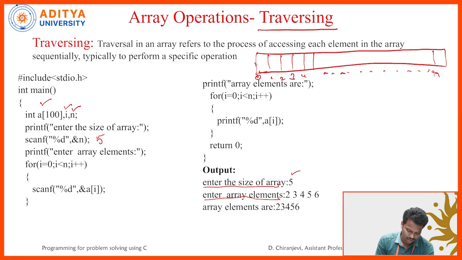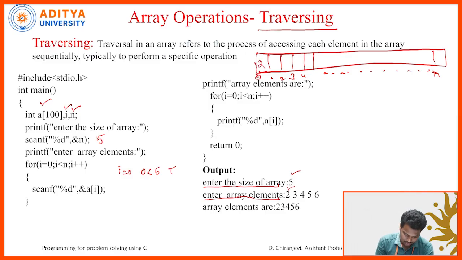every index value. I have already discussed this: the index value will start at 0, and the condition is i less than n. n is 5 and i is 0, so 0 less than 5, this is true. So, the user is reading the index 0 value, a of 0. For a of 0 the user has given 2, so 2 will be stored in the memory.